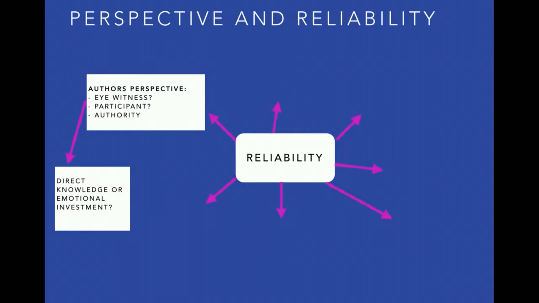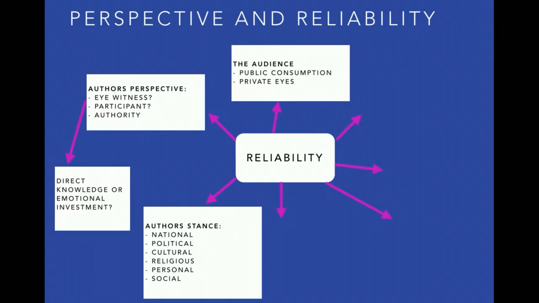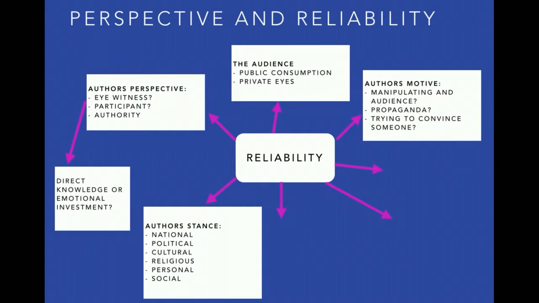Other issues of perspective can involve consideration of an author's stance. Is the reliability of the source affected by the author's national, political, cultural, religious, personal, or social stance on an issue? Further, the audience should also be considered. For whom has the source been produced? Is it for public consumption or for private eyes only? Closely connected to the audience is the author's motive. Has the source been produced to manipulate an audience? Is it a piece of propaganda? Is this author trying to convince the audience of something?